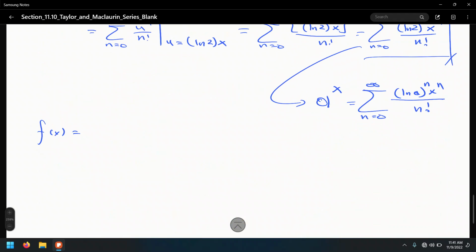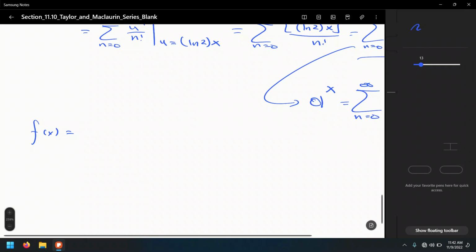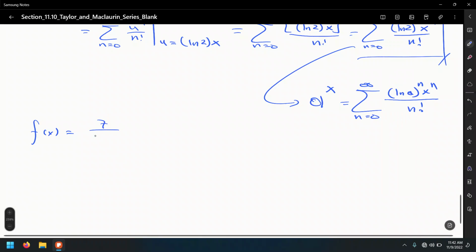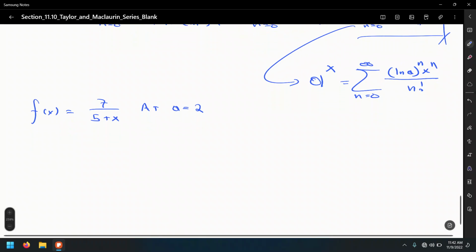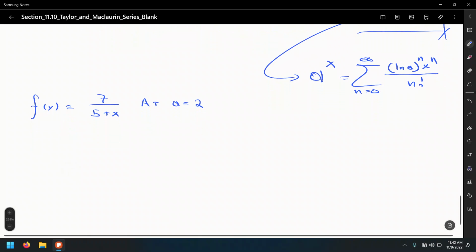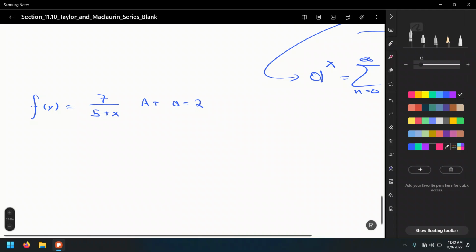Okay, so f of x, 7 over 5 plus x at a equals to 2. Alright, at a equals to 2. So, there's a couple of tricks that we need to. So number one, let me refer to the series 1 over 1 minus u equals to sigma u to the n, n from 0 to infinity.